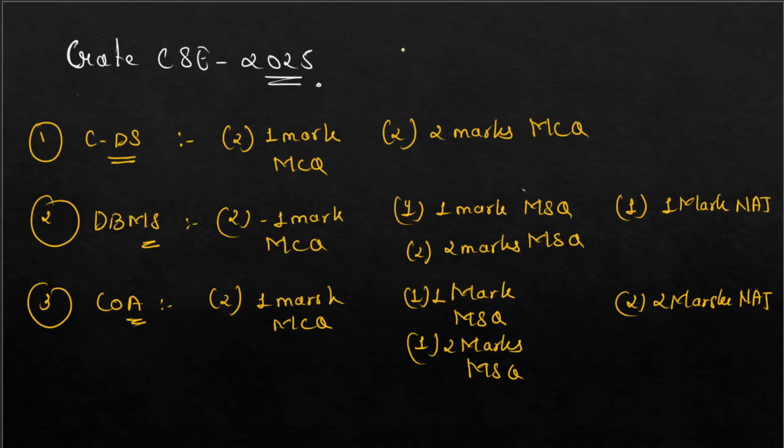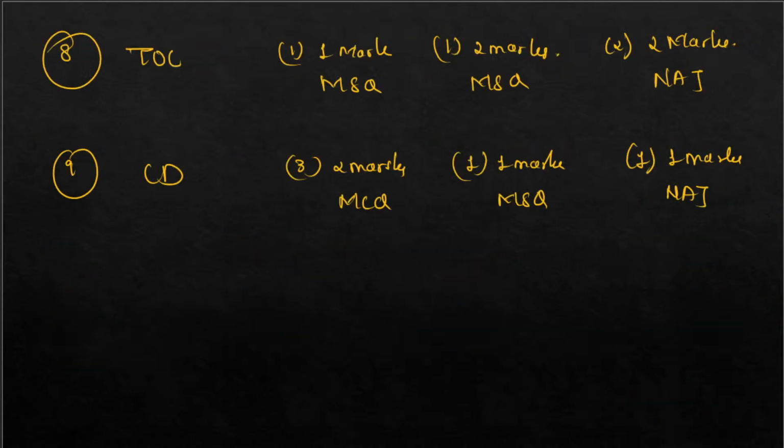And the shift 1 paper was easy to moderate, I can say. And the shift 2 paper was moderate. So that means the cutoff is really going to be high. The paper was not so tough, so the cutoff is really going to be high. I hope the students who attempted this made fewer silly mistakes.